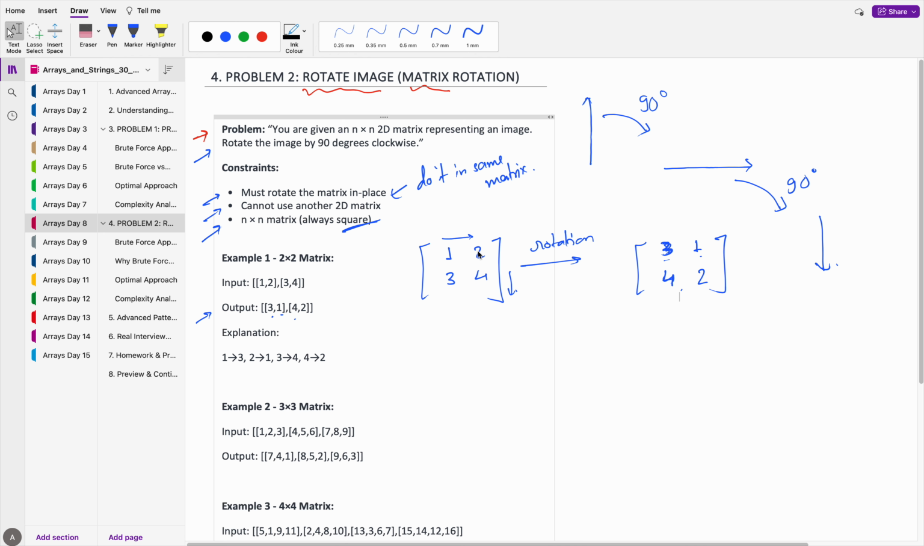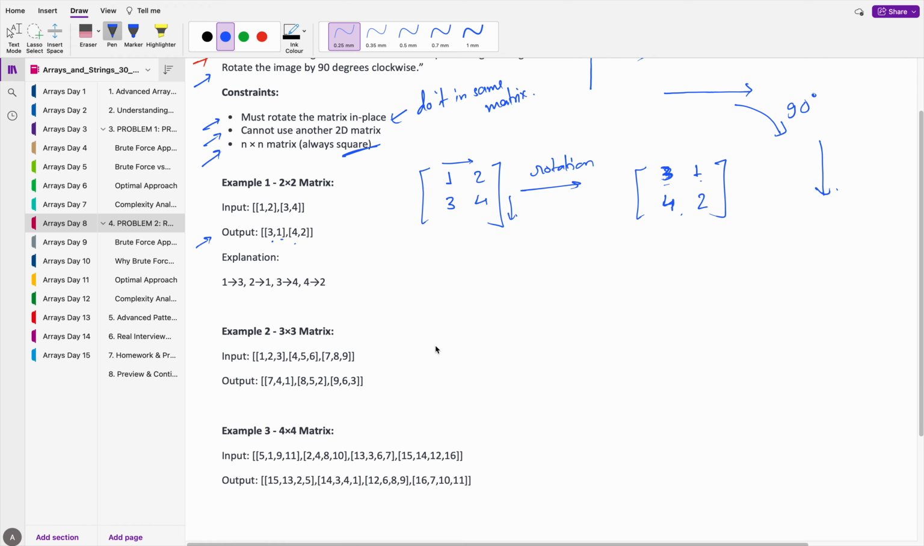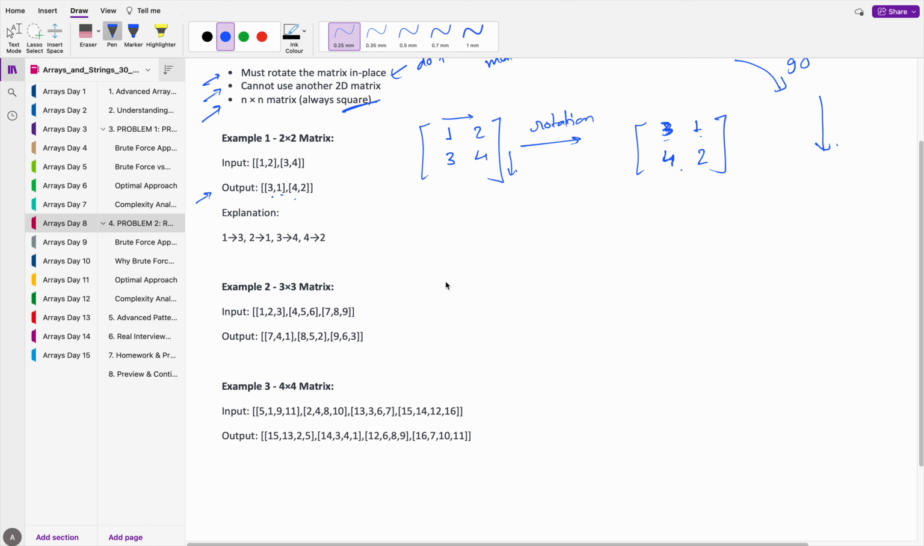Patterns we'll talk about. Obviously you can see that if you want to do it in place, you need to have some pattern. You need to find some pattern here. Without that you can't do it, especially in place. But I will show you how to do it without the in place approach also. Don't worry. Let's see for this matrix.